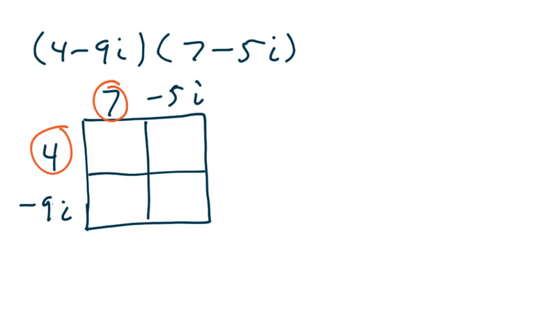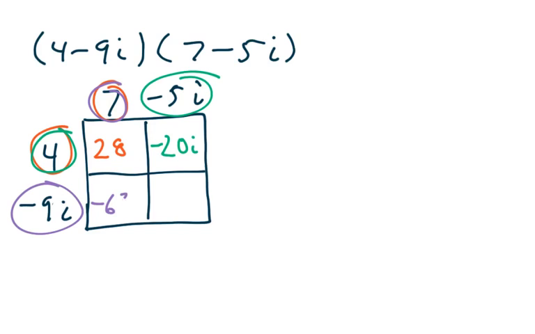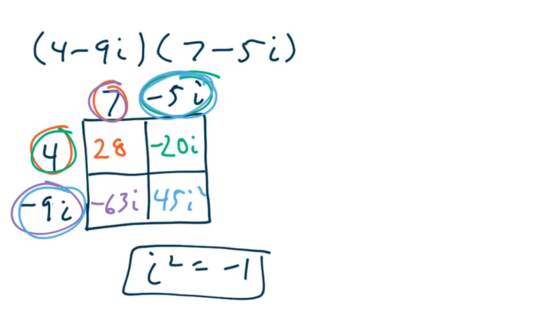So 7 times 4 is 28. Minus 5i times 4 is minus 20i. 7 times negative 9i is negative 63i. I'm basically doing distributive property, right? And then finally, negative 5i times negative 9i is 45i squared. But remember, guys, i squared always equals negative 1. So that right there becomes negative 1, which makes the whole thing a negative 45 there. Because 45 times negative 1 is negative 45.